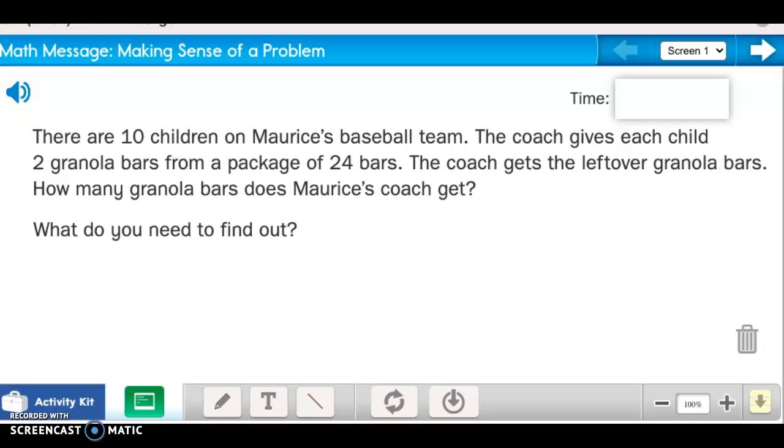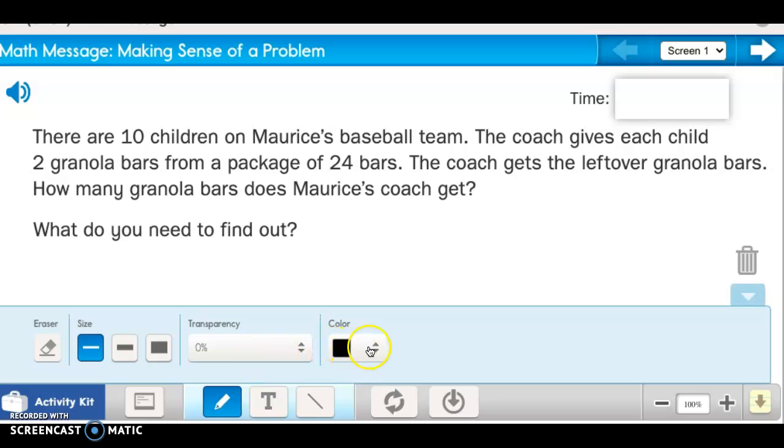The coach gives each child 2 granola bars from the package of 24 bars. The coach gets the leftover granola bars. How many granola bars does Maurice's coach get? What do you do to find out? Well, the first thing we're going to do is figure out the important things, and I'm just going to highlight the important stuff that's going on here.